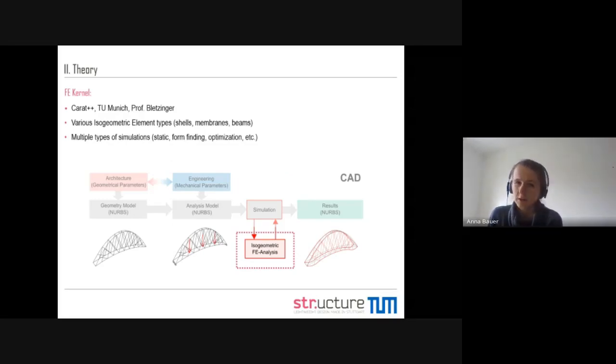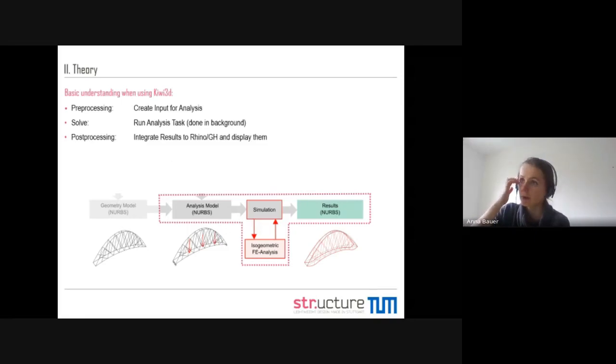We are not fully inside the CAD environment, so Rhino. We still have an external FE solver. And it provides those mentioned elements and the different types of simulations. So there's static structural analysis, but also form finding and some features of optimization, although not that much is available in Kiwi.